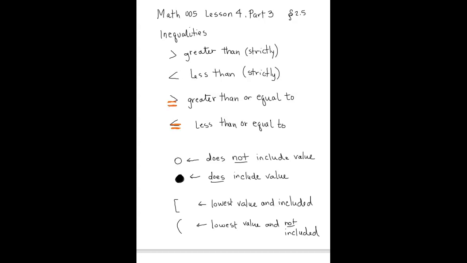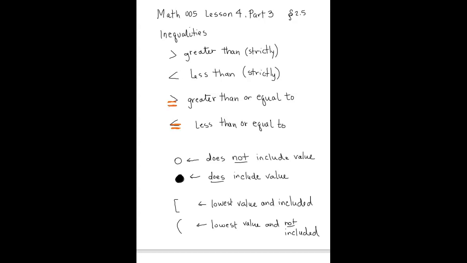Now, when we're writing this on a number line, or we're writing it out in what's called interval notation, there's some things that we need to keep in mind as well. All right, if I have an open dot, like this one here, it's hollow, it's not filled in, that means we do not include the value. That would be a strictly greater than or strictly less than. If we have a solid dot, if we have it filled in, that means we do include it, and that means it's a greater than or equal to, or a less than or equal to.